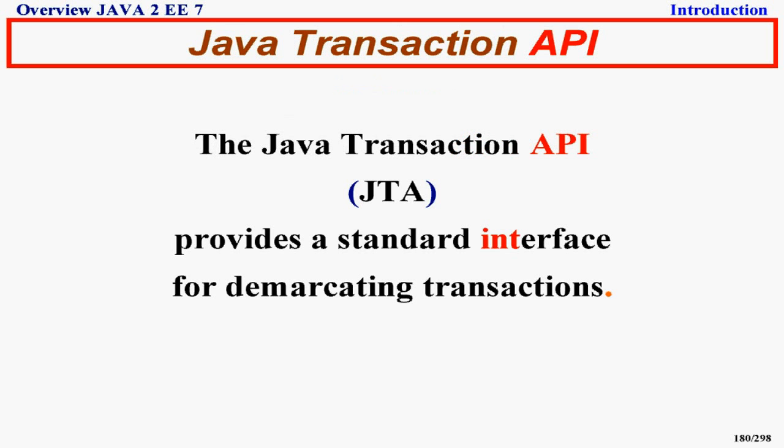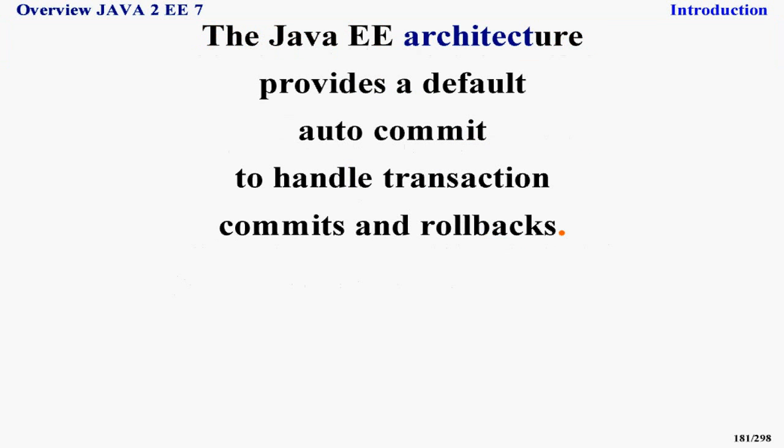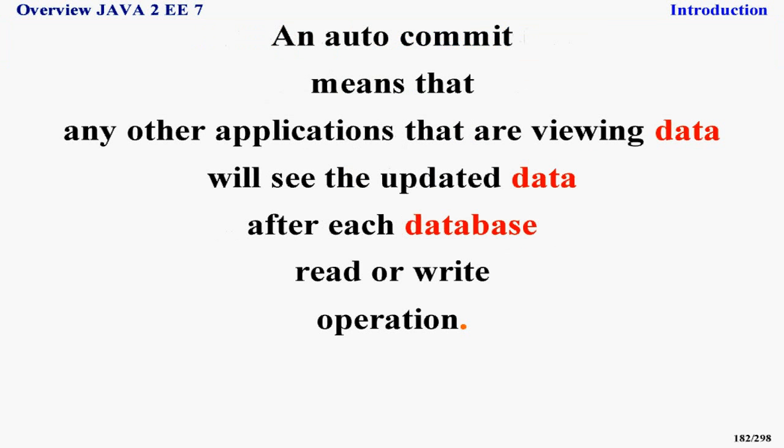Java Transaction API. The Java Transaction API (JTA) provides a standard interface for demarcating transactions. The Java EE architecture provides a default auto-commit to handle transaction commits and rollbacks. An auto-commit means that any other applications that are viewing data will see the updated data after each database read or write operation.